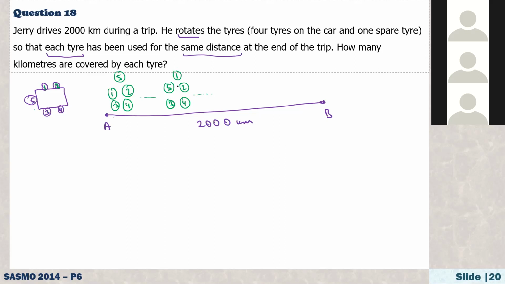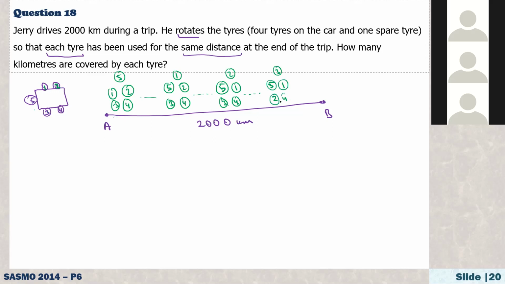Now I have already changed tire 5. Right now I'm going to change tire 2. So now I'm going to use tire 5 here and tire 1 here, tire 3, and tire 4. Tire 2 is at the back, not being used. I travel again. Now I change tire 2 with tire 3. So now I have tires 1, 5, 2 and 4 here, and tire 3 is the spare tire.